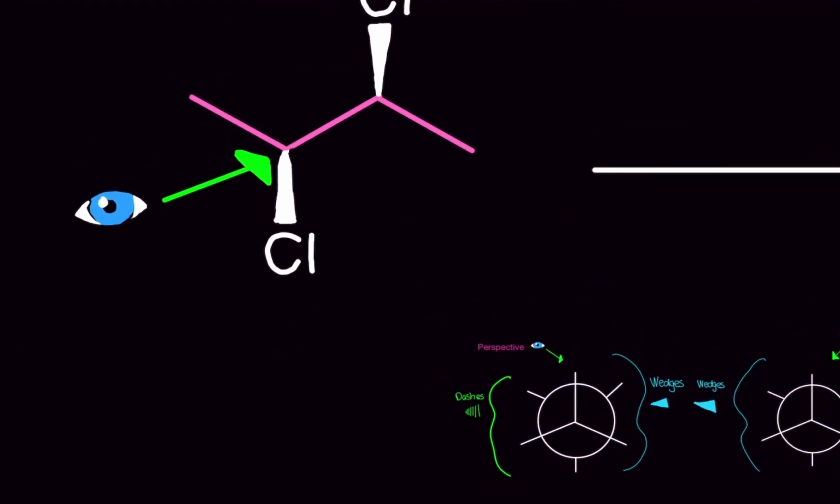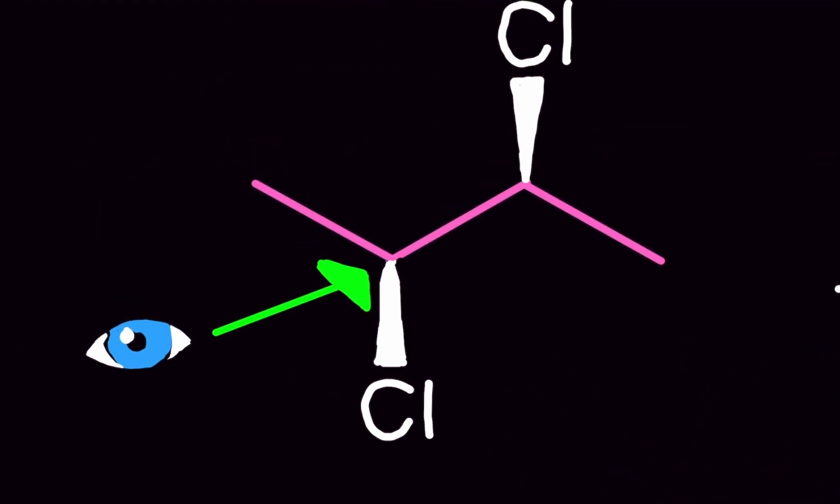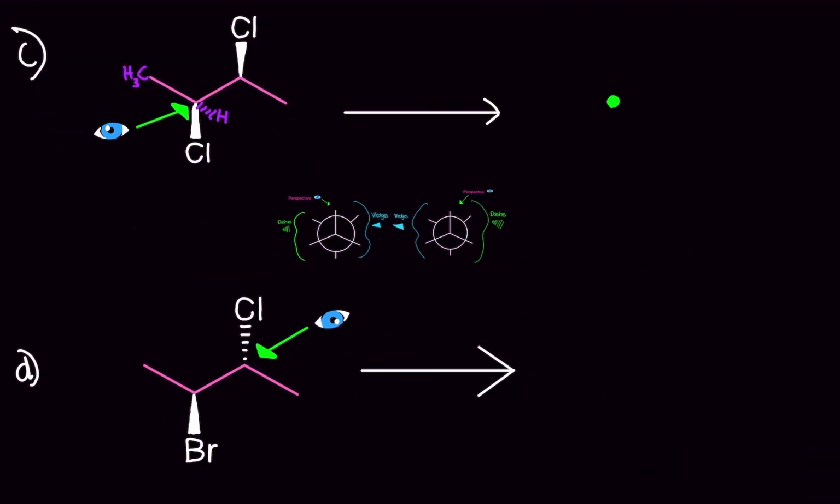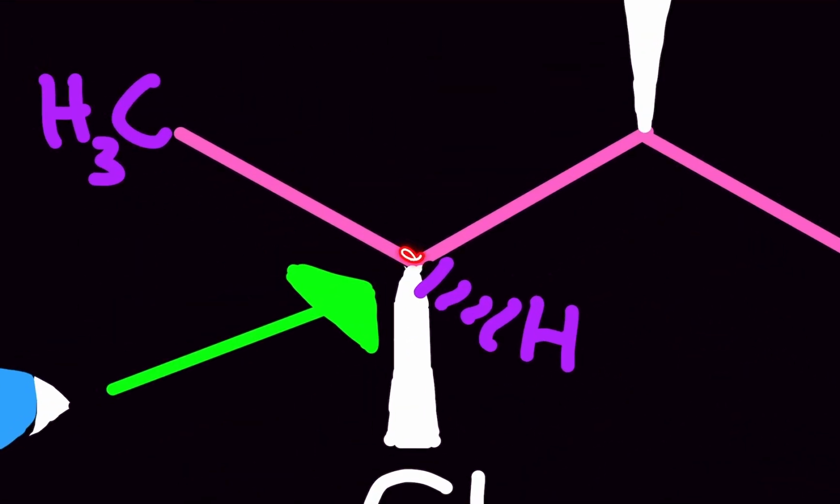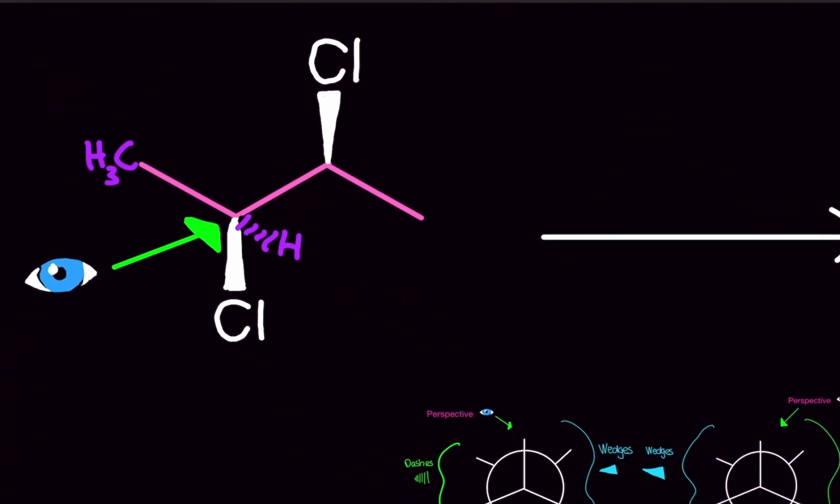Now let's identify the groups that we have. We have a methyl group here, and then we have a hydrogen here. So let's draw that in. The methyl group from the carbon is an uphill slope. We're drawing this from here, the carbon, uphill. The methyl group is pointing up, so we'll draw that in.